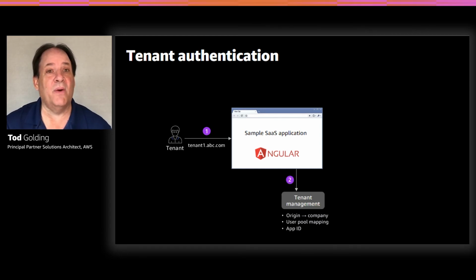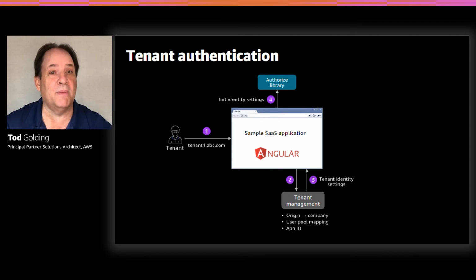And so this is where we go out to our tenant management microservice, and we use the origin of that tenant to map them to a tenant, and then we look up their tenant identity settings. So this is where we'll see the user pool, the app ID, and those other elements that are essential to our authentication experience. Those will come back to the client, and then those will get put into an authorized library. That's just a development construct, where by putting them in this library, it hides them away from us. It holds those settings for us. So now as we interact with the identity provider, there's a home for those identity settings.